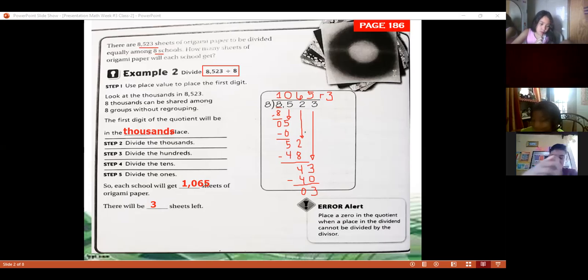Questions, class. Questions about this exercise. It's the same division. Look at this. Here it is describing the steps that we need to follow.